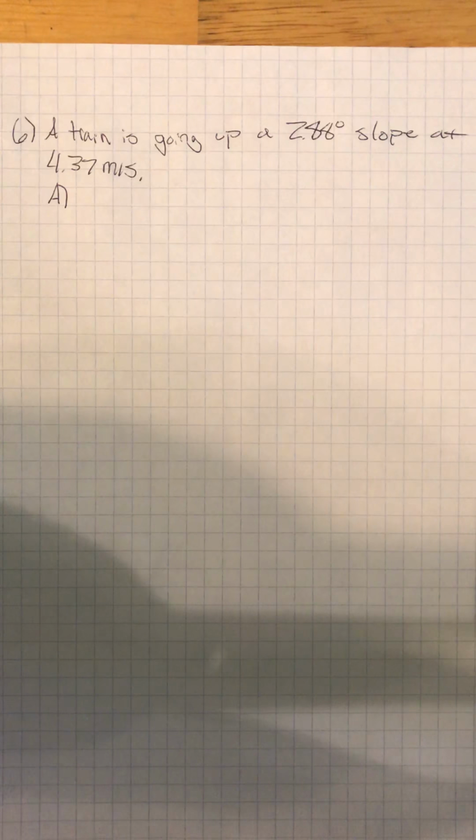So for this Pencast, I chose to do problem number 6 from the chapter 5 homework. Problem number 6 says that a train is going up a 2.88 degree slope at 4.37 meters per second when the caboose comes unhooked and starts coasting without friction. So we have a train that's going up a slope of 2.88 degrees at 4.37 meters per second.